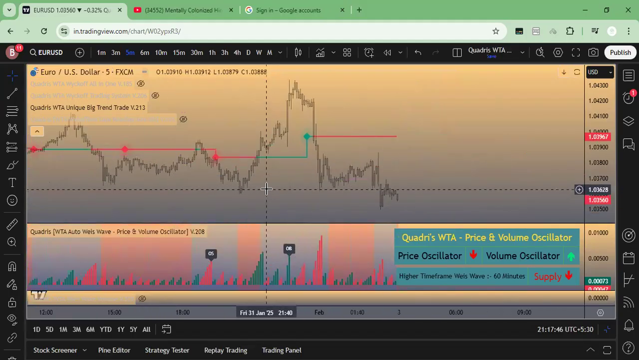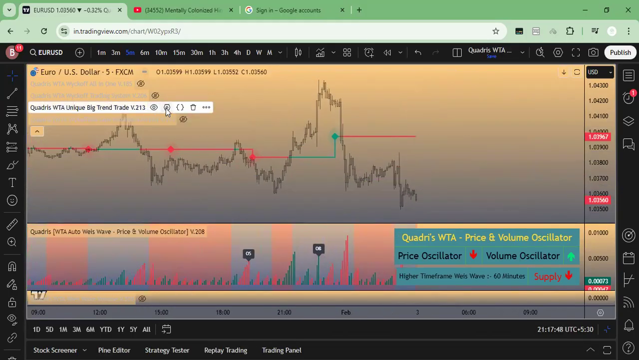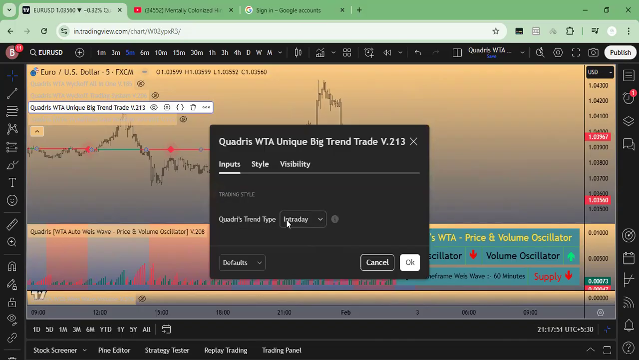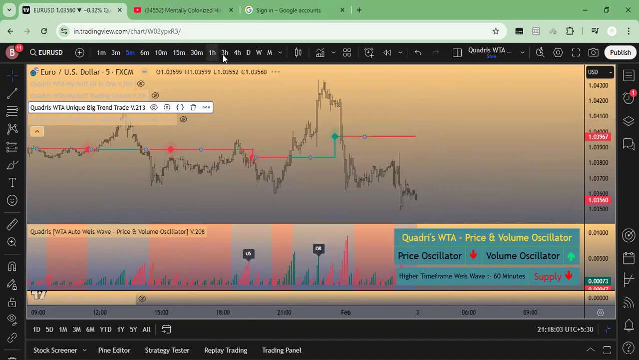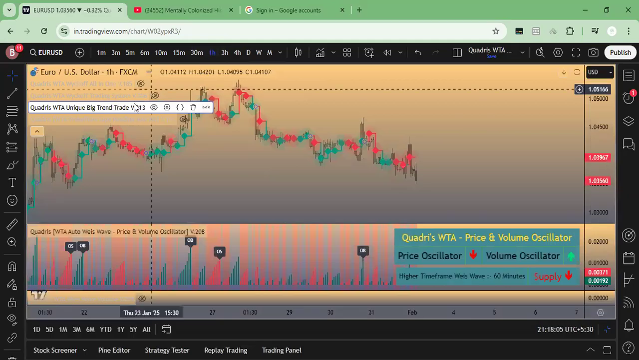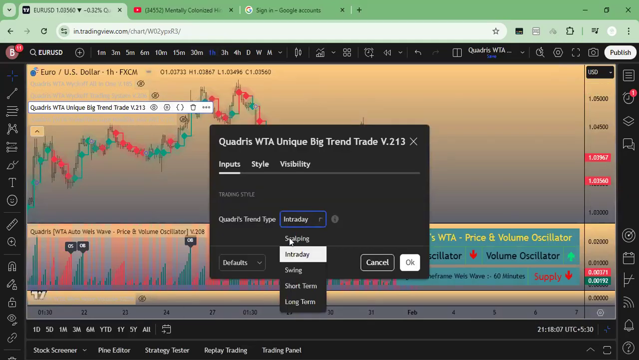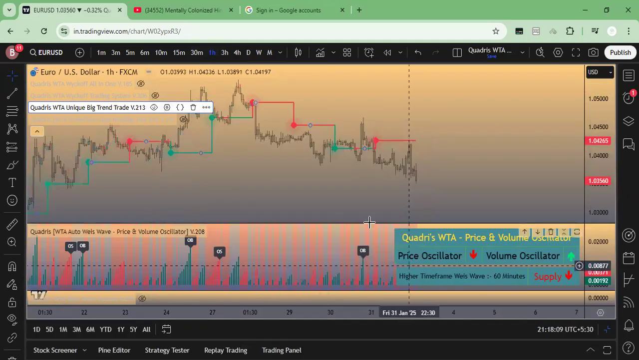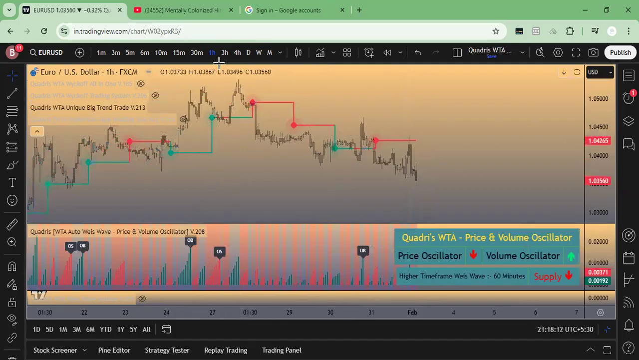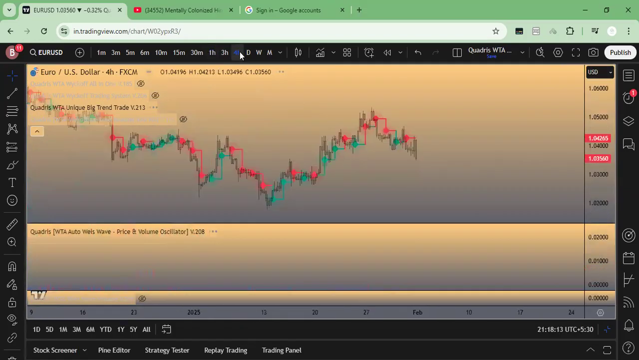This 213 comes with a setting for trend type. For 5 minute, 3 minute, 1 minute, 6, 10, 15, 30 minutes, up to 1 hour, intraday has to be applied. If you're going above 1 hour, then you have to apply swing, because swing trading is done on 1 hour or 4 hour.